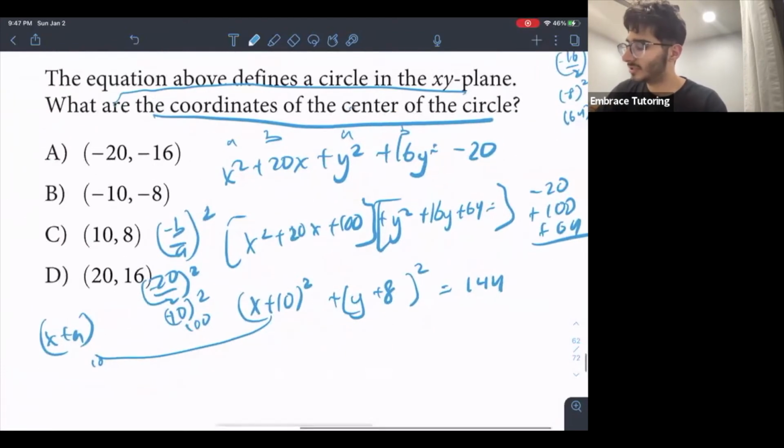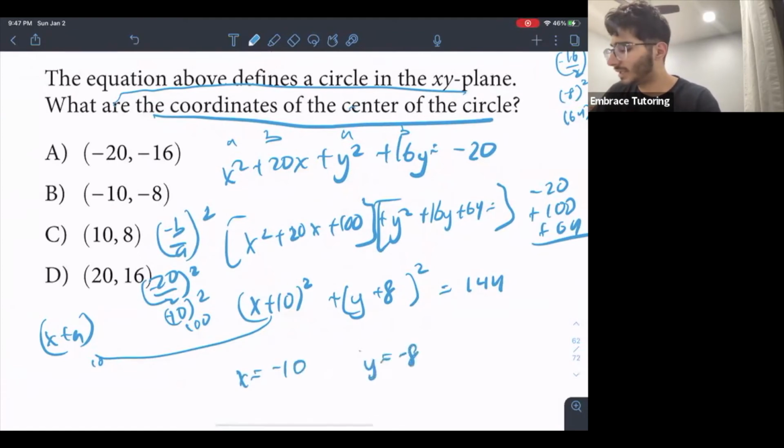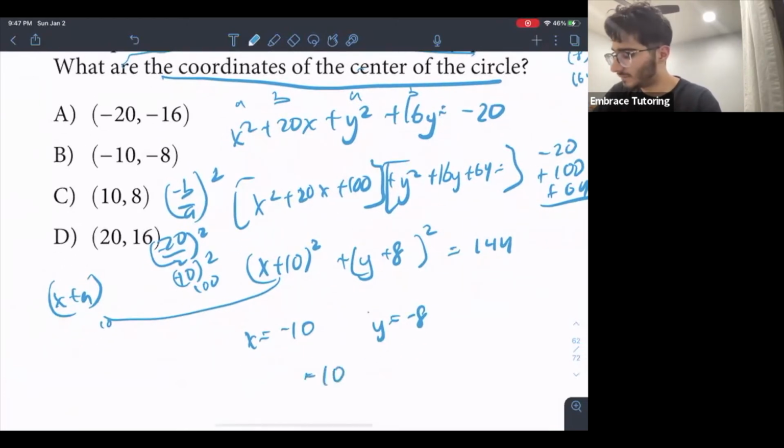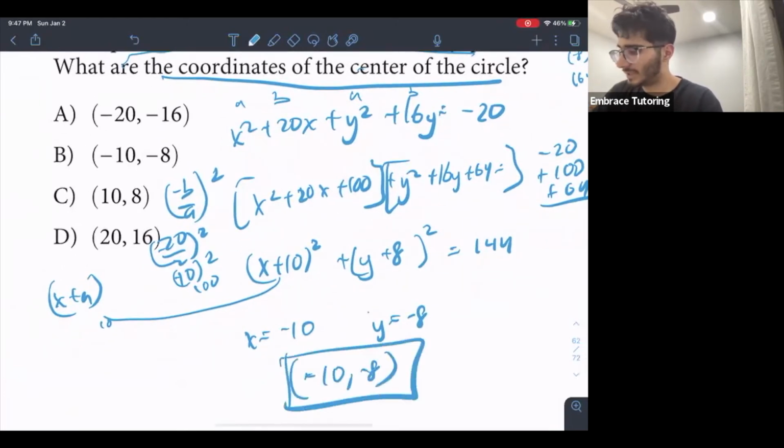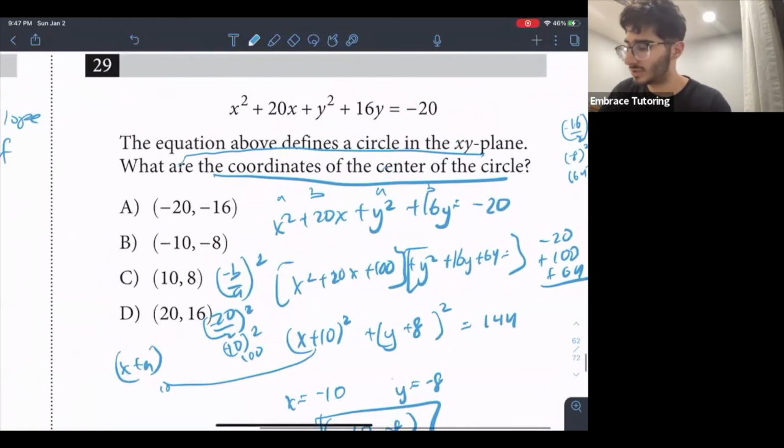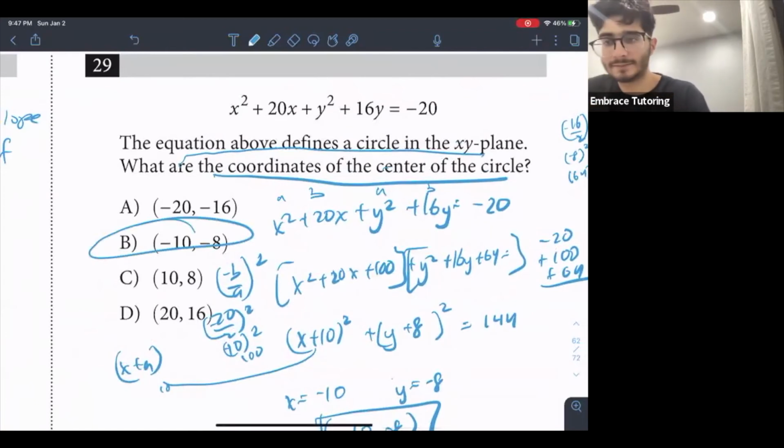Now to find the center, you take the opposites of the inside. So since it's x plus 10, the center would be -10. And if it's y plus 8, then y is equal to -8, and that would be your center, -10, -8. That is your answer for question 29, choice B.